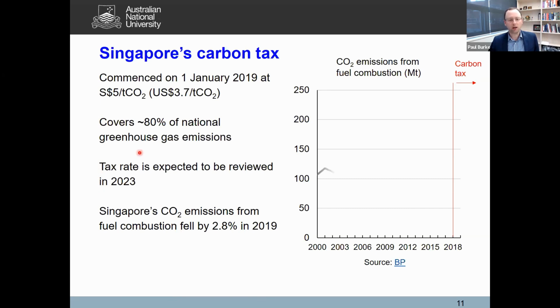It's still too early, really, to evaluate the effect of this scheme, but it's a bit interesting that in the last couple of years, the year before the scheme started and the year of the scheme's introduction, we have seen a reduction in emissions in Singapore. It's too early though. We need to give it a bit more time to see how this one takes effect.